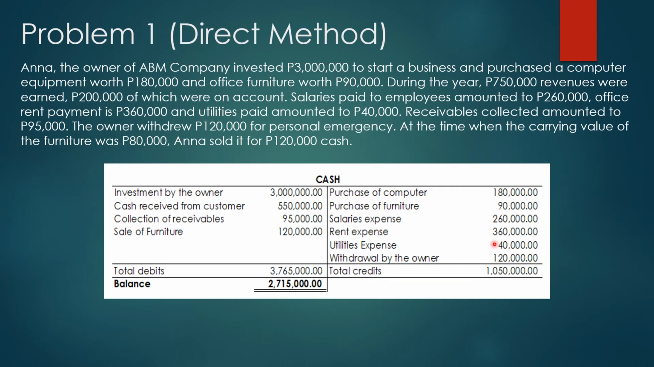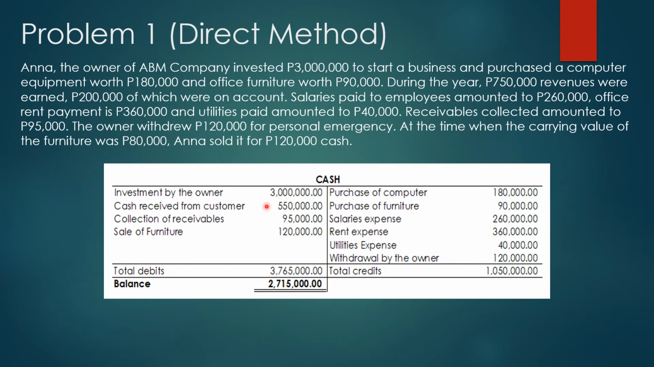Utilities paid amounted to 40,000. So, utilities expense, 40,000 din. Receivables collected amounted to 95. So, nakakollect ka ng receivable. Collection of receivables, 95,000. Debit kasi nakakolekta ka eh. So, inflow siya. The owner withdrew 120 for personal emergency. So, may withdrawal daw. Naglabas ka ngayon ng pera, 120. At the time when the carrying value of furniture was 80K, Anna sold it for 120 cash. So, binenta mo yung furniture mo, of course, nagkaroon ka ng pera, 120.